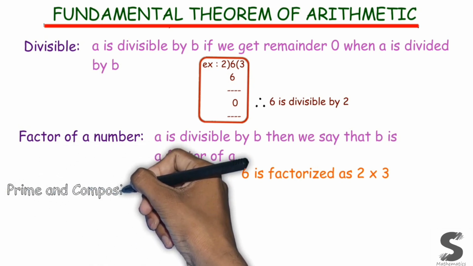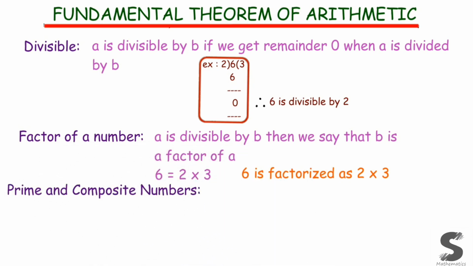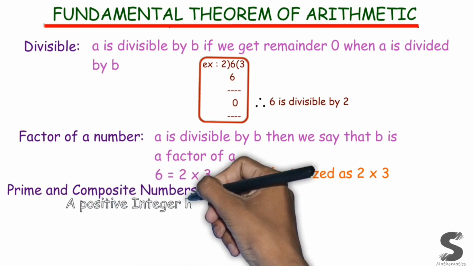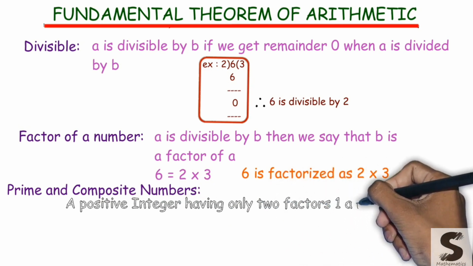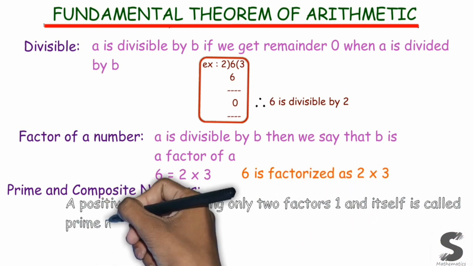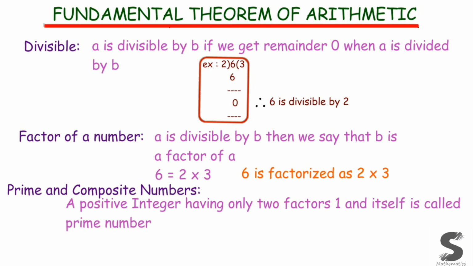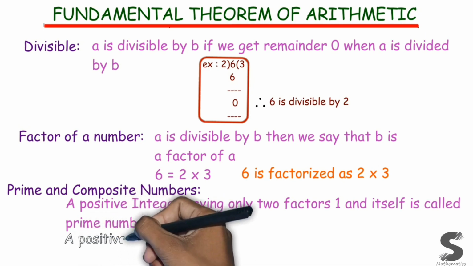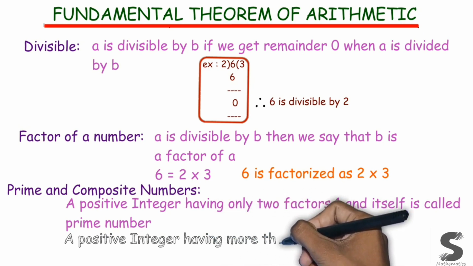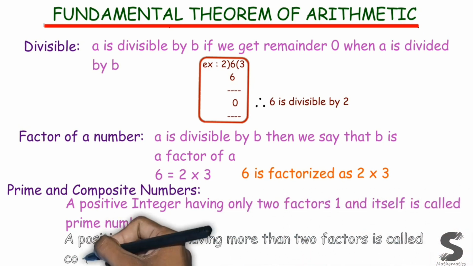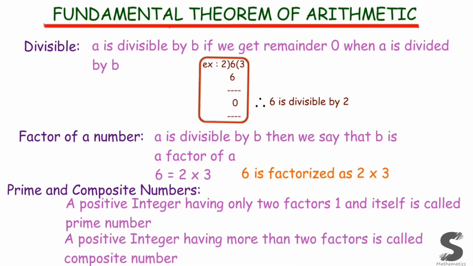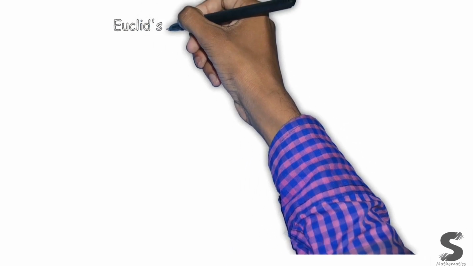Let's recall a very important concept, prime and composite numbers. Do you still remember the definition of prime and composite numbers? I hope you all remember. A positive integer having only two factors, 1 and itself, is called a prime number. And a positive integer having more than two factors is called a composite number. I'm just recalling these concepts briefly, so not discussing them in detail here.